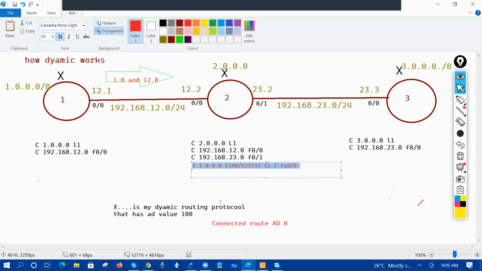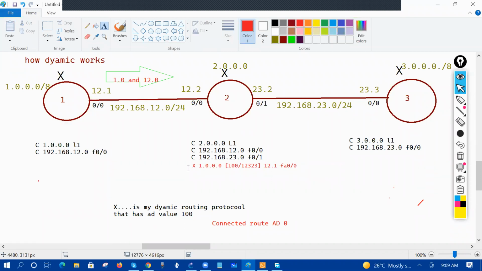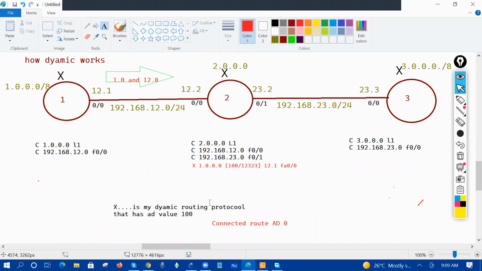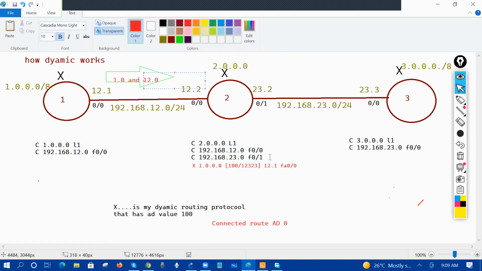So this information I'm going to add in my routing table. X is the routing protocol, that's the identification, 1.0.0.0 I'm getting. The AD value of this route will be 100, with some metric, and I'm learning this information from 12.1 on the 0/0 interface. Why am I not adding the 12.0? Because I already have 12.0 in my routing table with AD 0, and this one says AD is 100. So lower is always preferred, right?